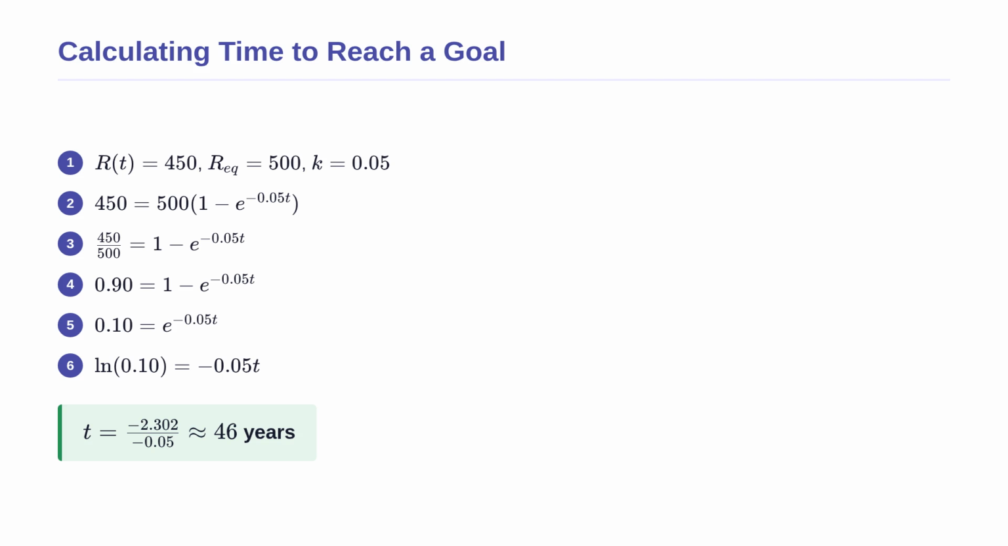Rearranging the equation isolates the exponential term, giving us 0.10. To get the time variable out of the exponent, we take the natural logarithm of both sides. Finally, dividing by the negative rate constant reveals it will take approximately 46 years to reach our functional threshold.